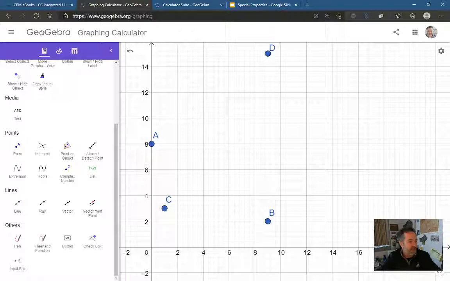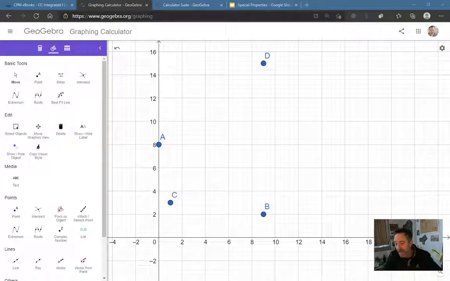Mr. Roberts, you can't find the segment tool? No, I actually can't find the segment tool. So I'm going to just use some lines here.